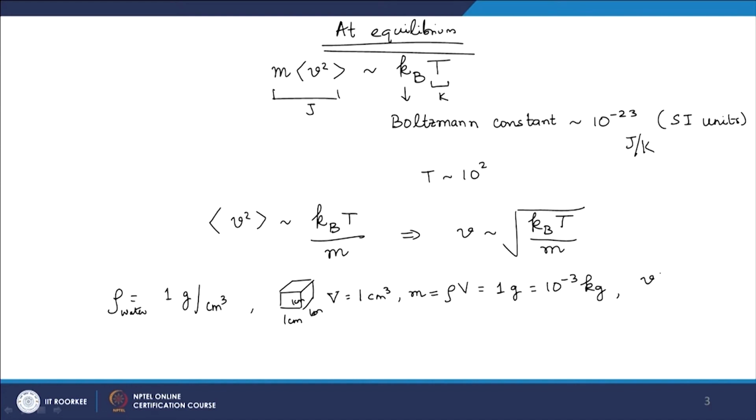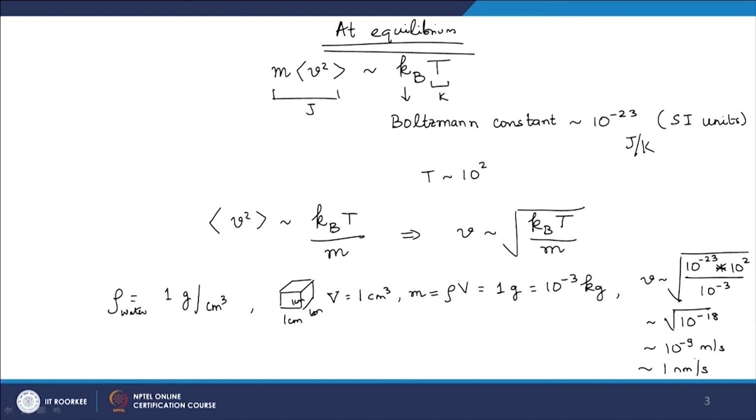And if I now compute the velocity, again there are prefactors here of the order of 1, but kB goes like 10 to the power minus 23, temperature goes like 100, and mass in this case is 10 to the power minus 3. So, this gives me 10 to the power minus 18 in SI units, that is meter per second, 10 to the power minus 9 meter per second, or 1 nanometer per second, right.